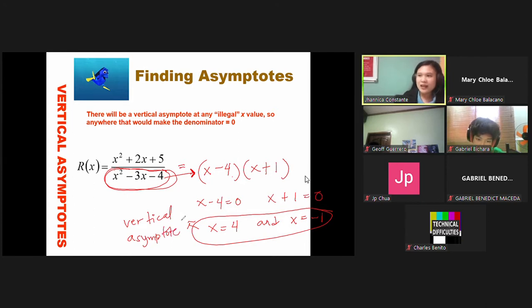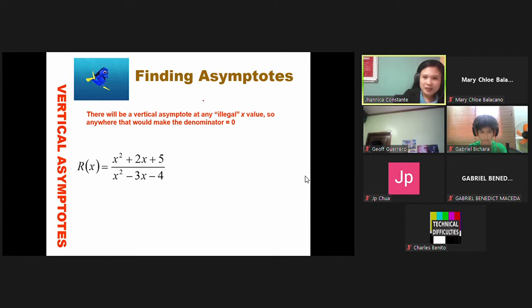Okay, that's how we find the vertical asymptote of our rational function. You need to factor the denominator of the rational function that we have. Okay, so let's write it here. So we're already done looking for the vertical asymptote for our function.